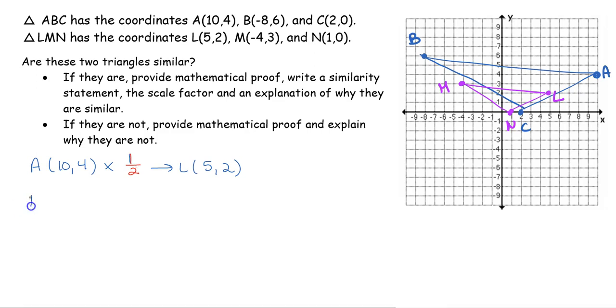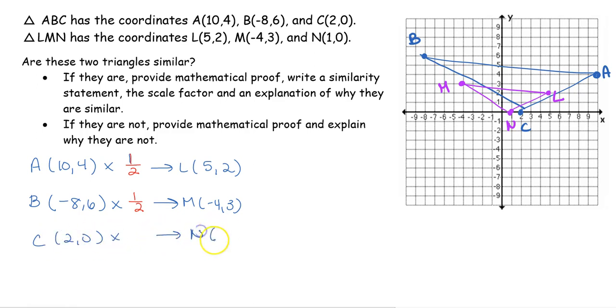So let's see. B is at negative 8, 6. We want it to get to M, which is at negative 4, 3. Negative 8 to negative 4. 6 to 3, yep. If I multiply each of those coordinates by 1/2, I get my new one. And the last one, C, is at 2, 0. And I want to get it to N, which is at 1, 0. And again, it has the same scale factor.